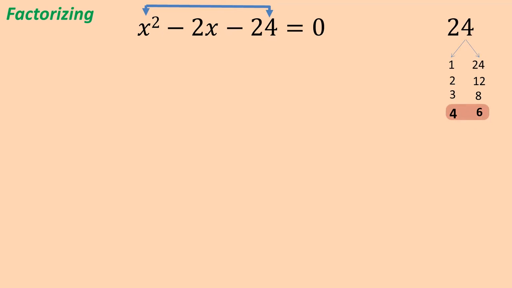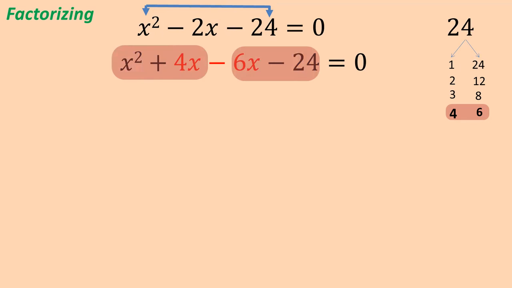So here, the 6x we will take as a minus, and 4x we will take as a plus. Why? Because we need the answer minus 2x. After splitting the middle quantity into two figures, we will pair the quantities. So we have two pairs: x squared plus 4x, minus 6x minus 24.